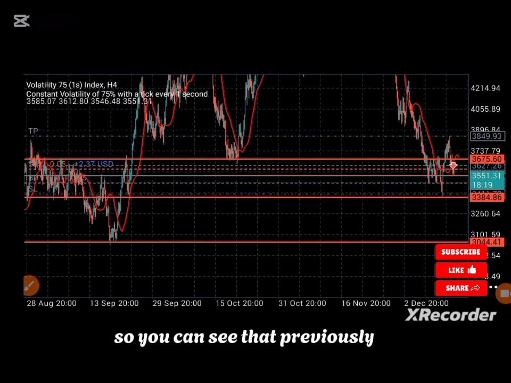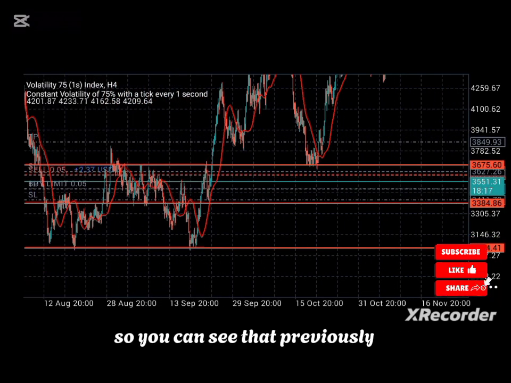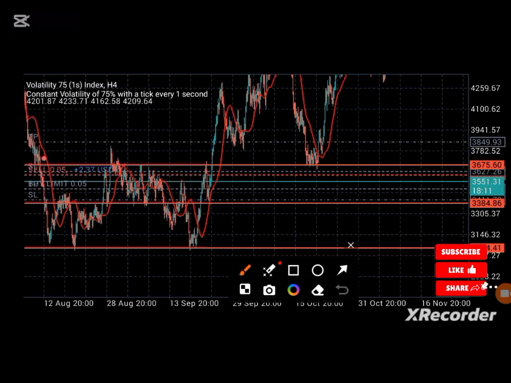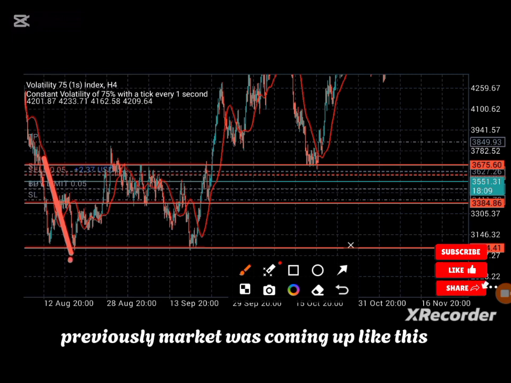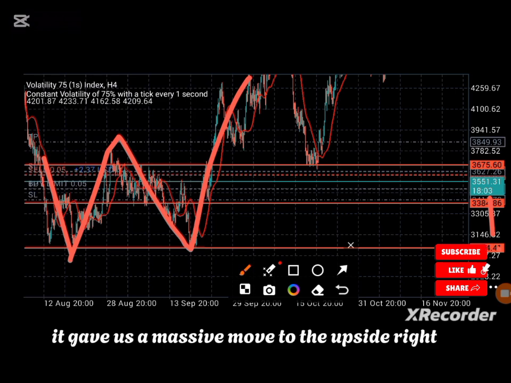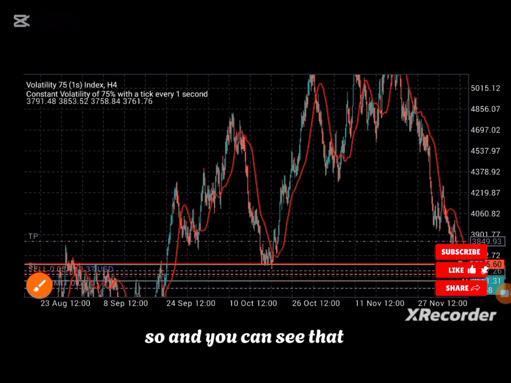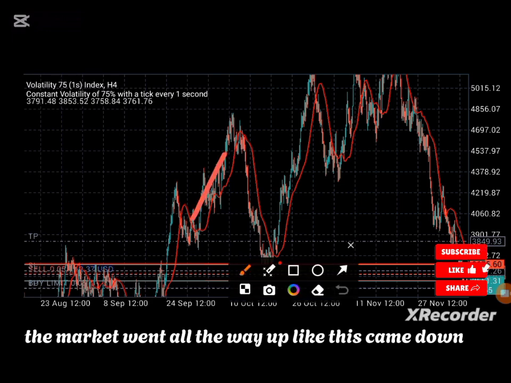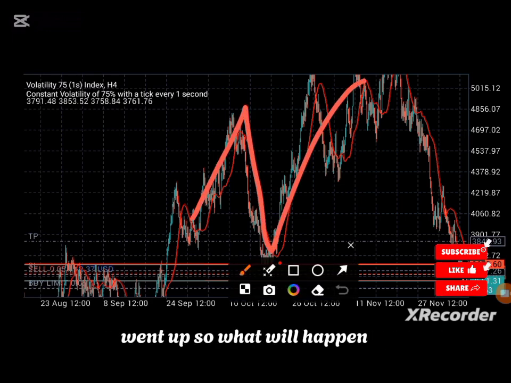So you can see that previously the market was coming up like this, and then it went up. It gave us a massive move to the upside, right? The market went all the way up like this, came down, went up.